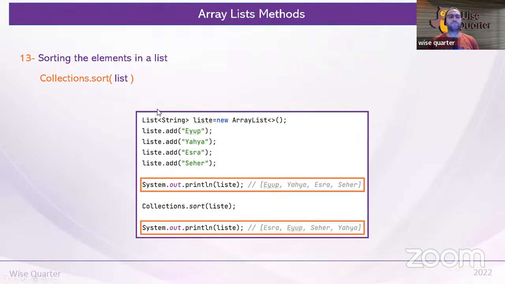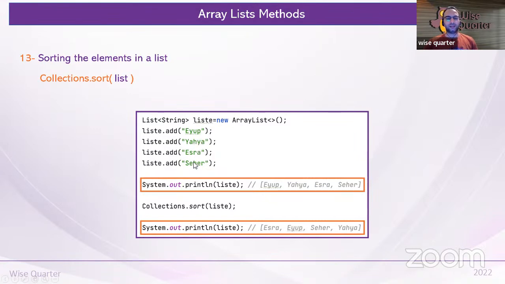Here, in arrays, we had a way to sort the list. When we have a way to sort arrays, but to sort a list, we need to ask help from the Collections class. This class is a multifunctional class, so don't worry about it. Just remember the name. If you want to sort a list, you need to use the Collections class.